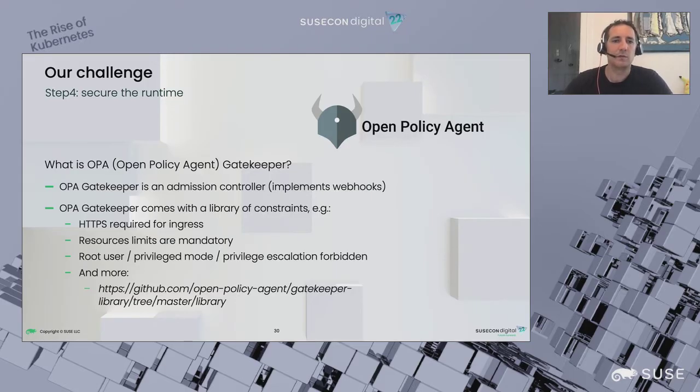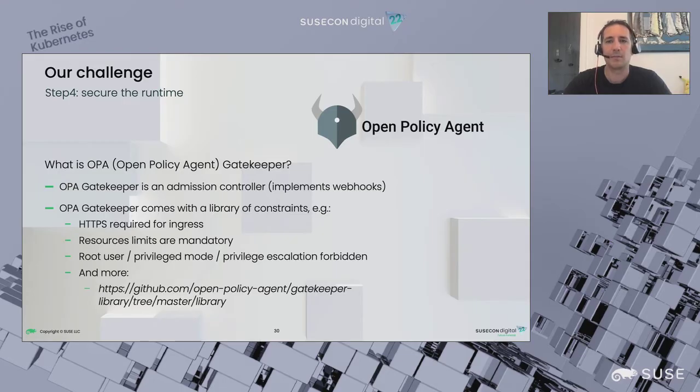This library includes, for instance, the fact that we make it mandatory to have HTTPS for ingresses, so prevent from being able to have HTTP and force SSL. We have also another rule which is called resource limits mandatory. It means that we prevent from deploying any Kubernetes object without having the limitation on the resources.